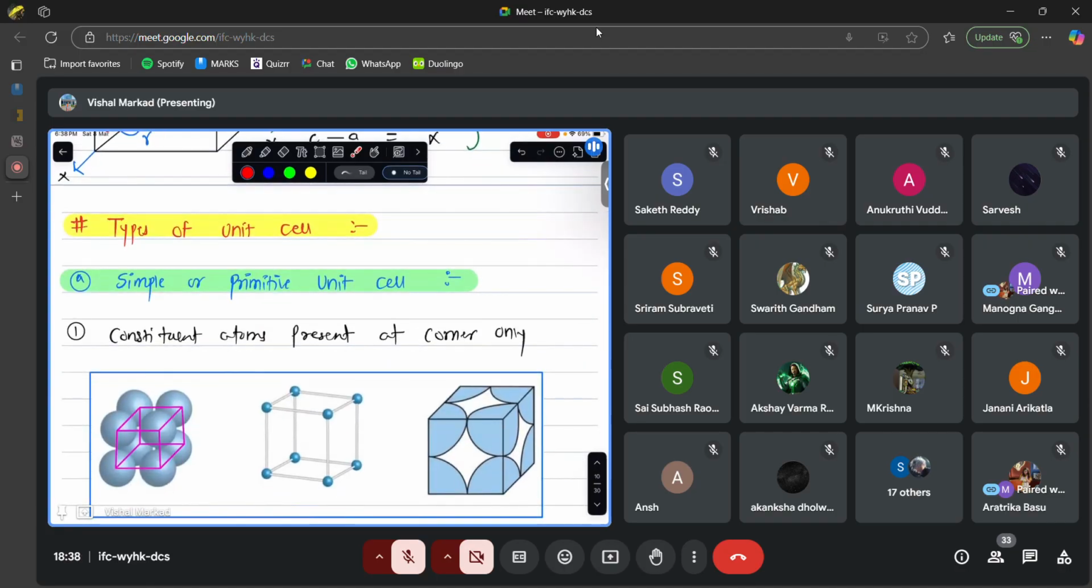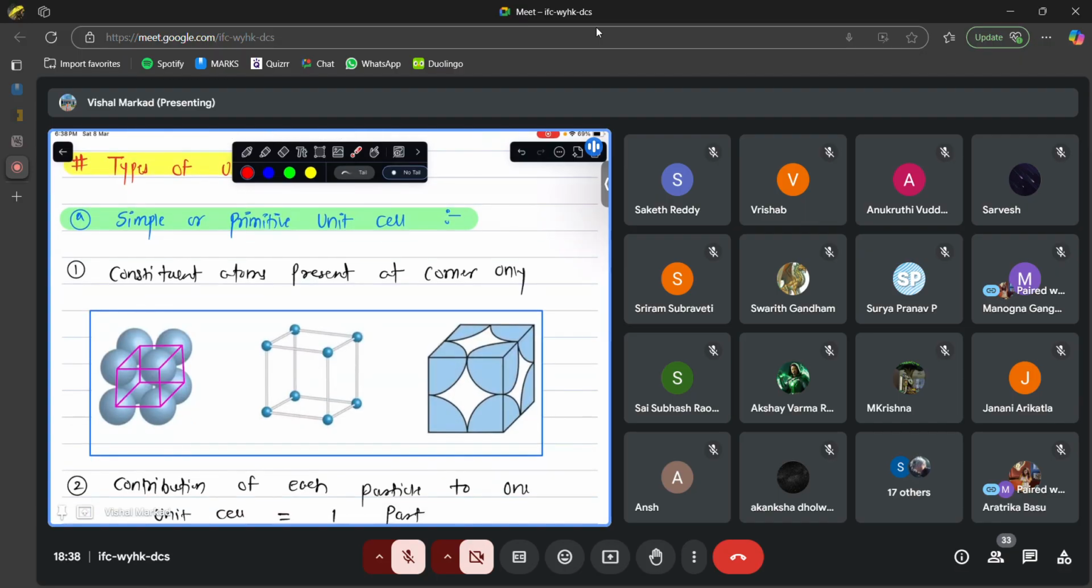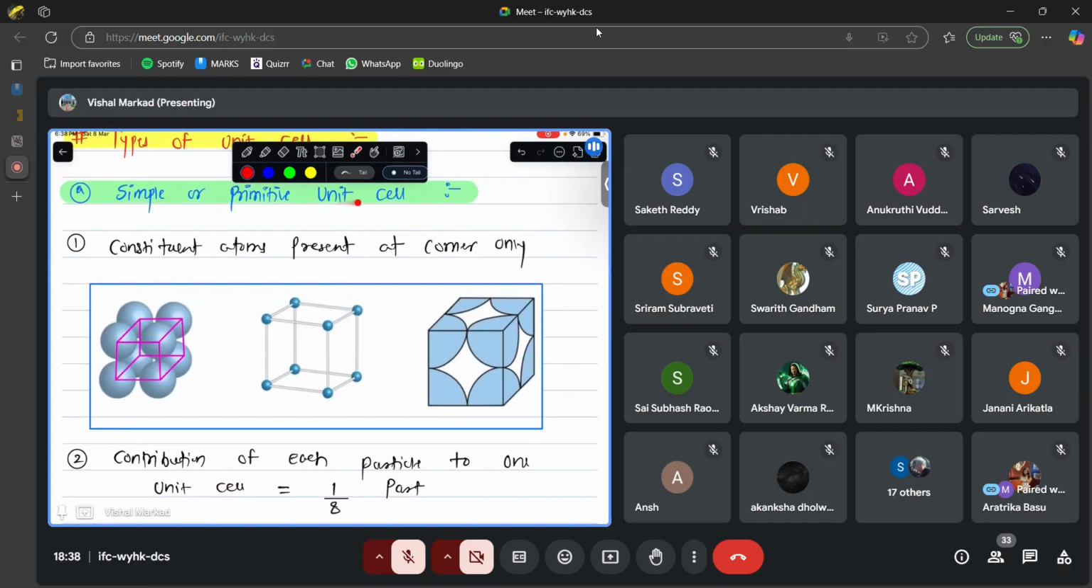The first one is the simple or primitive unit cell. Now what does it mean by simple and primitive unit cell? In a simple or primitive unit cell, constituent atoms, meaning the smallest parts, are present at the corners only. Now you tell me, you are sitting in a room. Total how many corners are present in that room? 8. 8 corners are there, right?